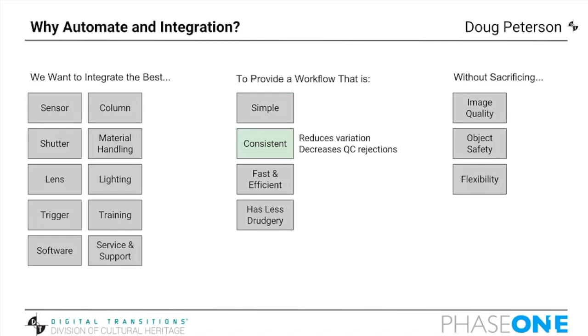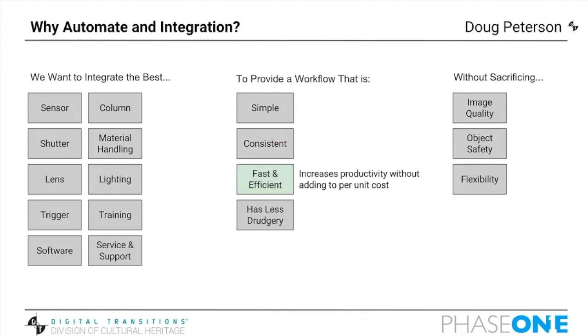By automating and integrating certain kinds of tasks, computers or hardware or firmware or software can do a more consistent job than can a human being. When we look later at autofocus, this is an example where even the best trained and most experienced operator doesn't have the ability to control the consistency of focus as closely as a high-quality, purpose-driven autofocus system does. So it reduces variation, natural variation from day to day, natural variation from shot to shot, and therefore decreases QC rejections, which also increases your productivity.